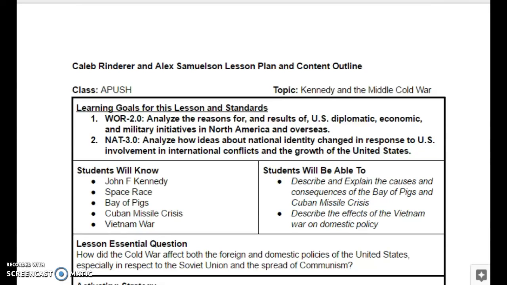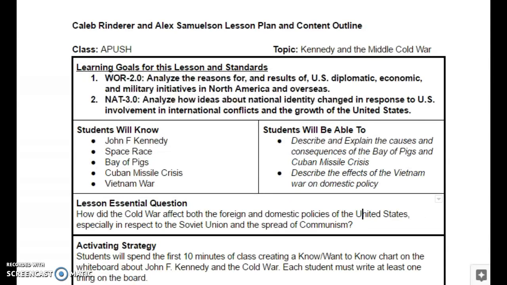Our lesson plan is based on the Middle Cold War, and more specifically John F. Kennedy and his role in the Cold War. So the first thing we're going to do is set up this list of things that the students should know about John F. Kennedy, the space race, the Bay of Pigs, the Cuban Missile Crisis, the Vietnam War, and we need to be able to touch on all of those things at least once throughout class, because those are some of the more important parts of the lesson plan.